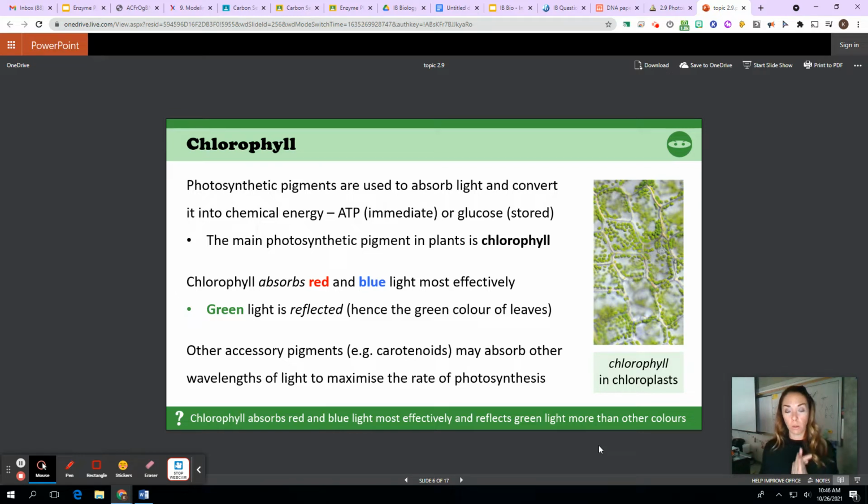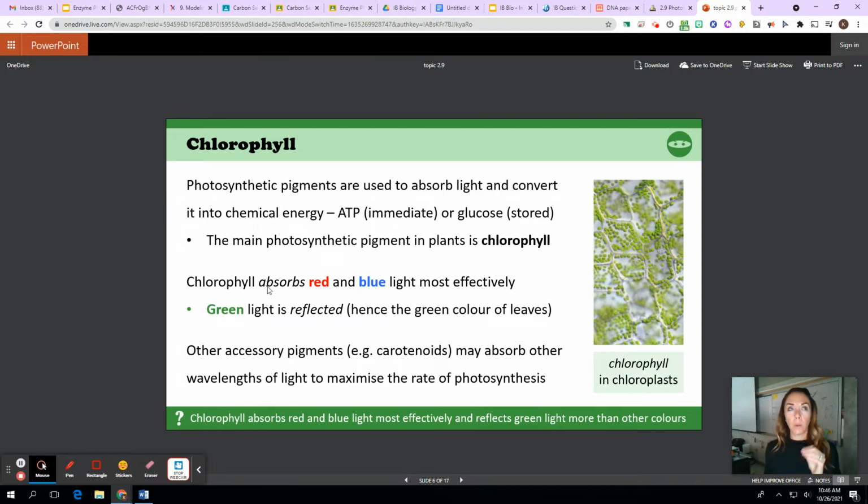So just know that there are different pigments that actually perform photosynthesis, but the main photosynthetic pigment is chlorophyll, right? And chlorophyll fills up our chloroplast, right? So that's how I remember the difference between those two. The chlorophyll fills up the chloroplast. The chloroplast is the organelle. The chlorophyll is that pigment that absorbs it.